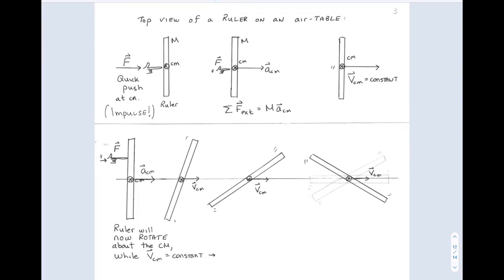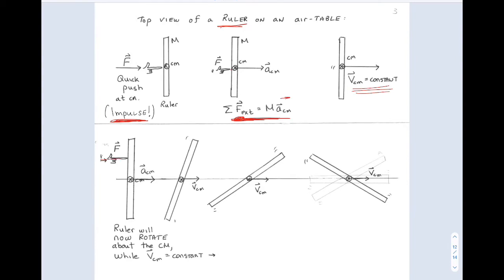Okay, so here's a top view. I have a ruler on a table, on an air table, like an air hockey table. If I give the ruler a quick push, which is an impulse, my finger is going to exert an impulse, so a force acting over a short period of time. While the force is in contact, Newton's second law says that if my finger force is to the right, the center of mass is going to accelerate to the right. Now my finger is no longer touching it, so there's no more acceleration. So the center of mass keeps moving to the right with constant velocity.